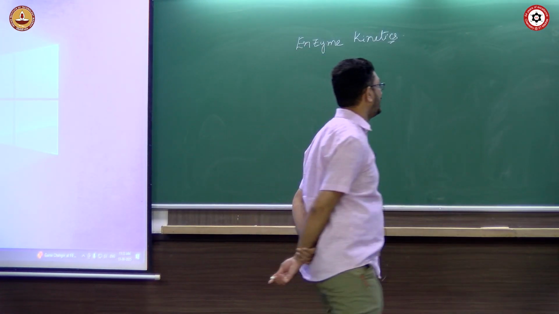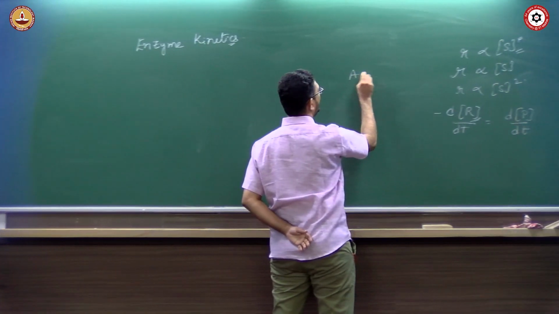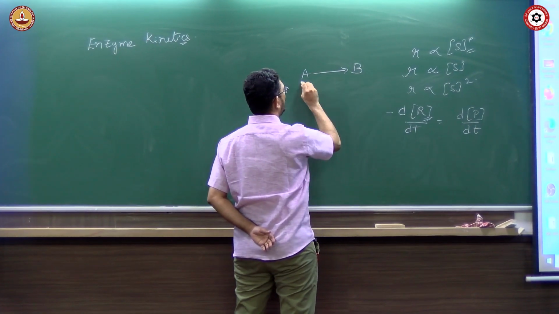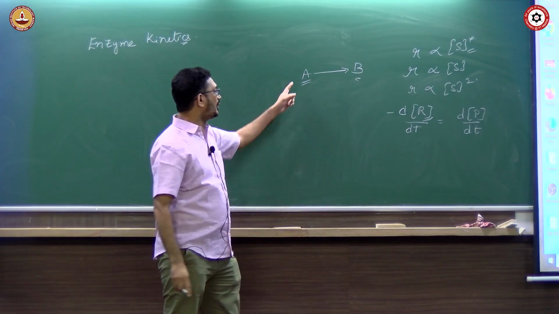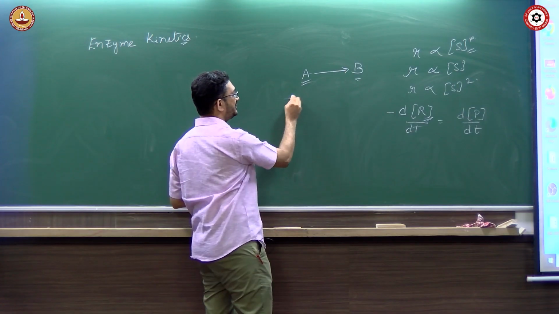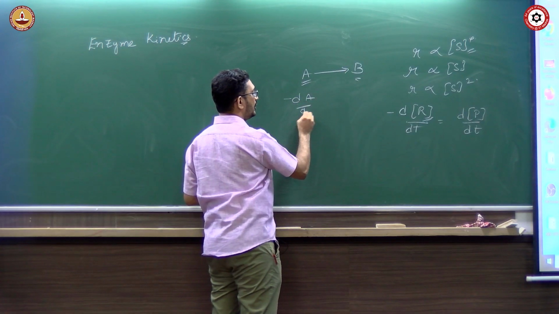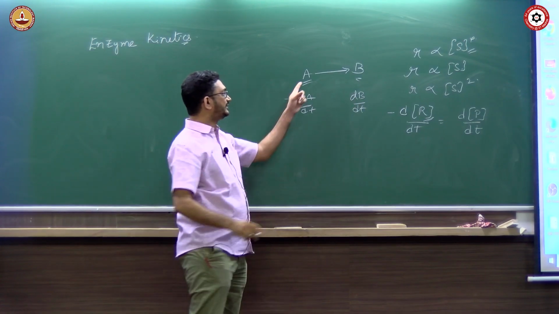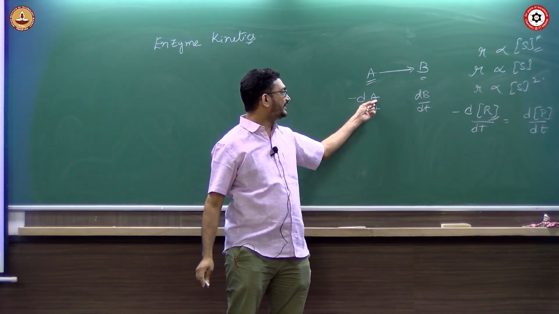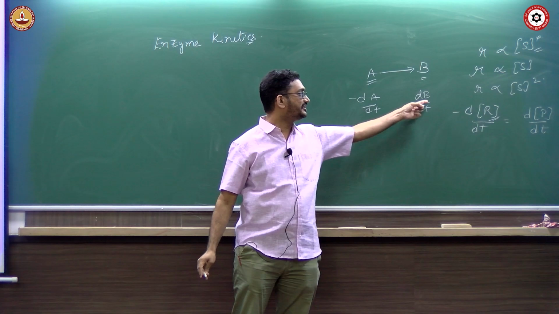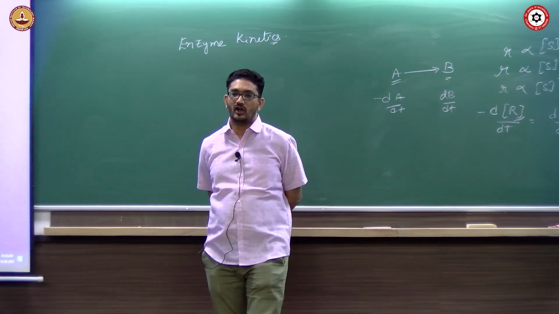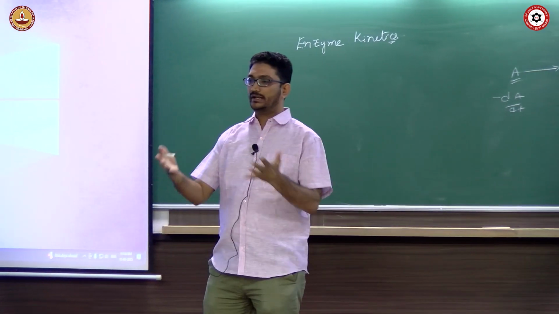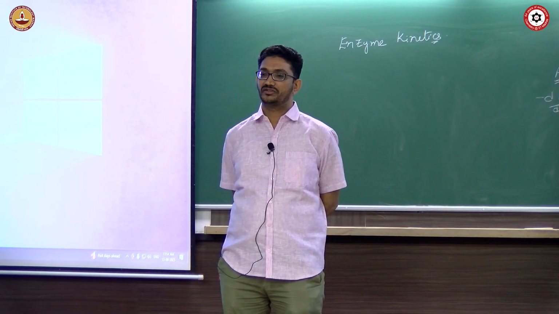Now if I have a reactant A going to B, right? Now I need to either monitor A or monitor B. So my rate of the reaction is either minus dA by dt or dB by dt, right? So I need to monitor either this or that. So I have to monitor either the change in concentration of A or change in concentration of B. So in a normal reaction, when you are doing it in a lab, how do you determine the change in concentrations?